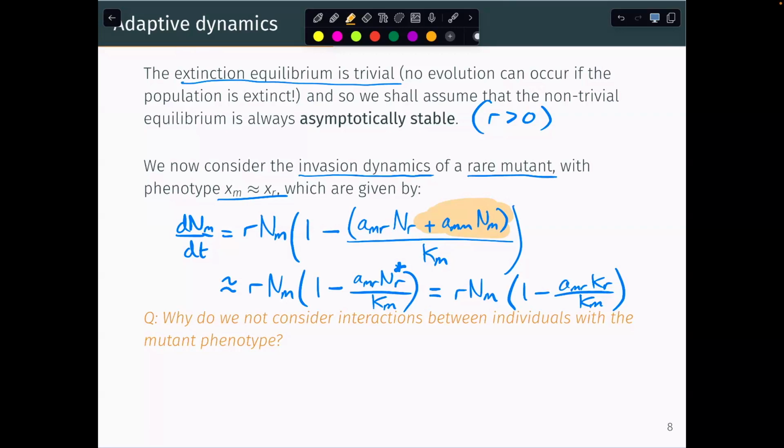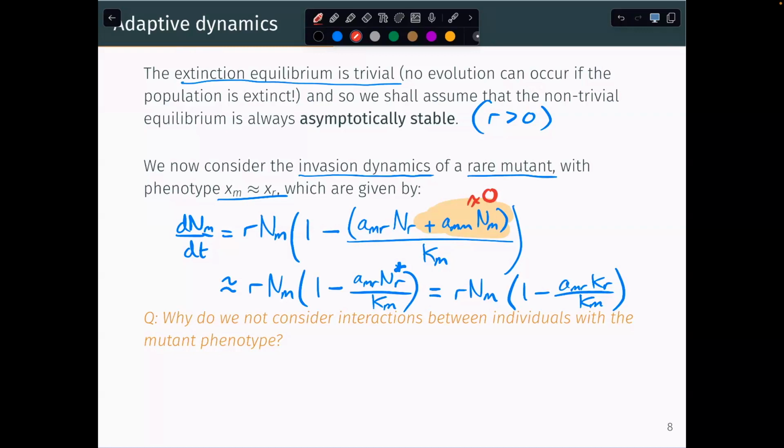I'm assuming essentially that this term is approximately equal to 0. Why might it be approximately equal to 0? Because NM is approximately 0. Yeah. So essentially here, we've got a quadratic term in NM when you expand this out. Something that's linear in NM, like this first term here, NM times NR, is fine, but this term here is going to be quadratic in NM. If NM is very, very small, then that's going to have very little effect relative to this first term, the NR term. So we basically say interactions between mutants are negligible. That's why we get rid of them.